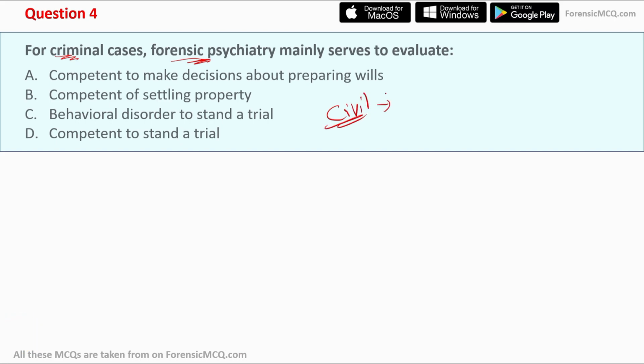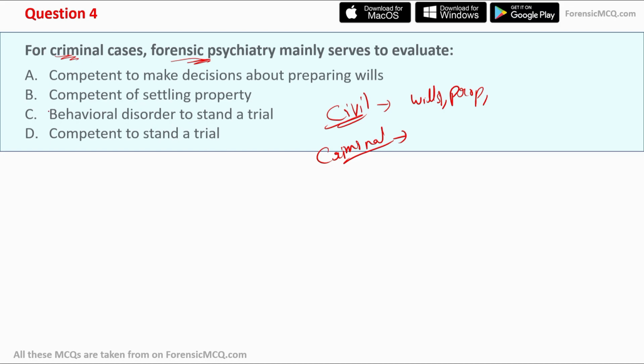the civil cases mainly include competence to make a decision for preparing wills, settling property, and refusing medical treatment. For example, if a person is not fit to take his or her decision medically, then it will be referred to in a civil case. And in criminal cases, it usually includes behavioral disorder or competence to stand trial.